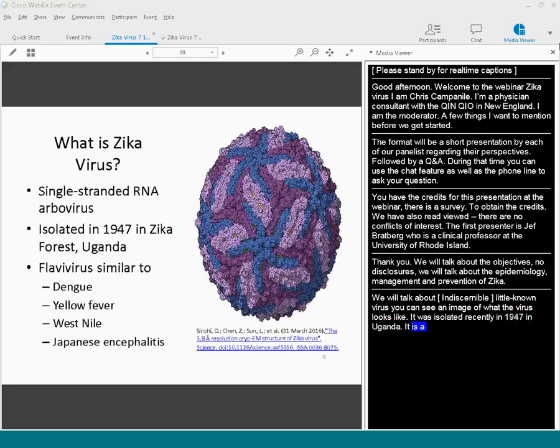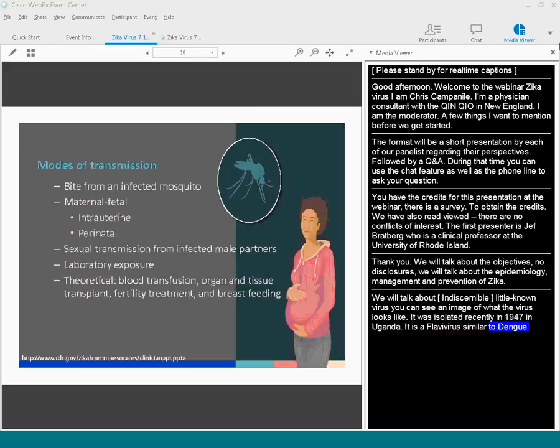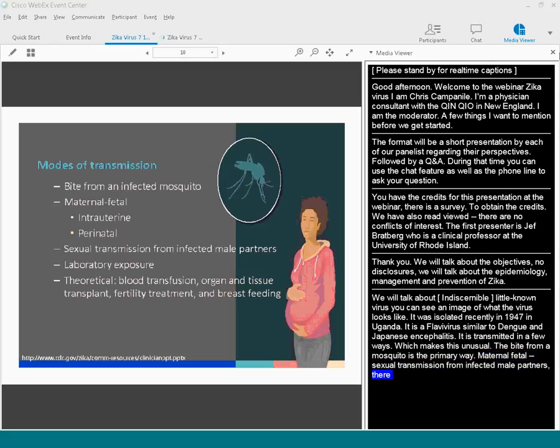It's transmitted in a few ways, which makes it a little unusual. The bite from an infected mosquito is the primary way. Maternal-fetal transmission, which we'll go into, intrauterine and perinatal. Sexual transmission from infected male partners. There have been documented cases of laboratory exposure, and there are some theoretical cases based on other flavivirus transmission, like West Nile virus, with blood transfusions, organ and tissue transplant, fertility treatment, and including breastfeeding.